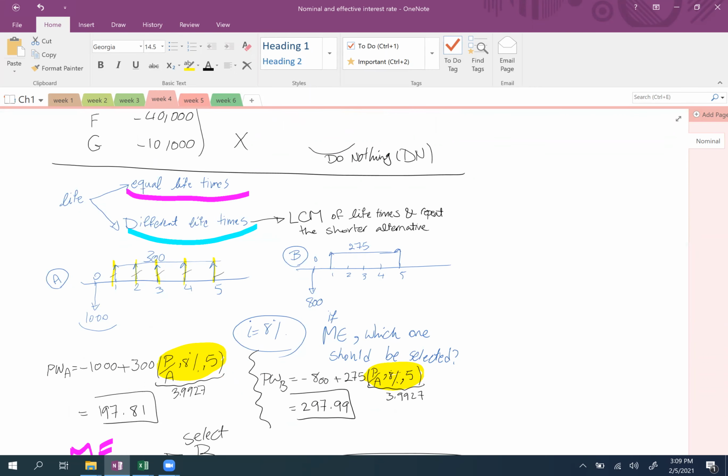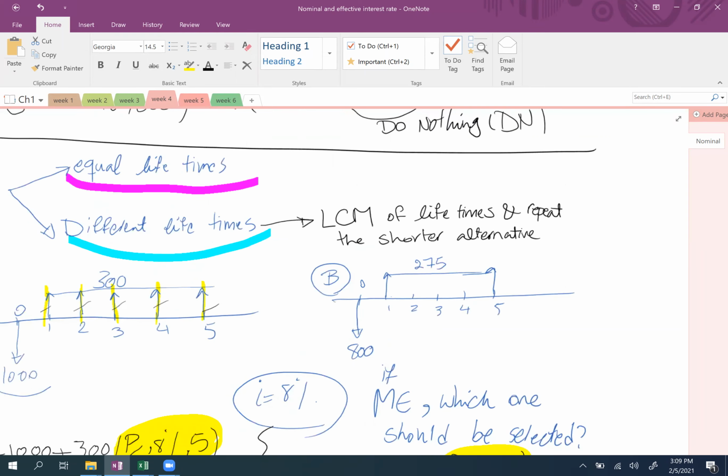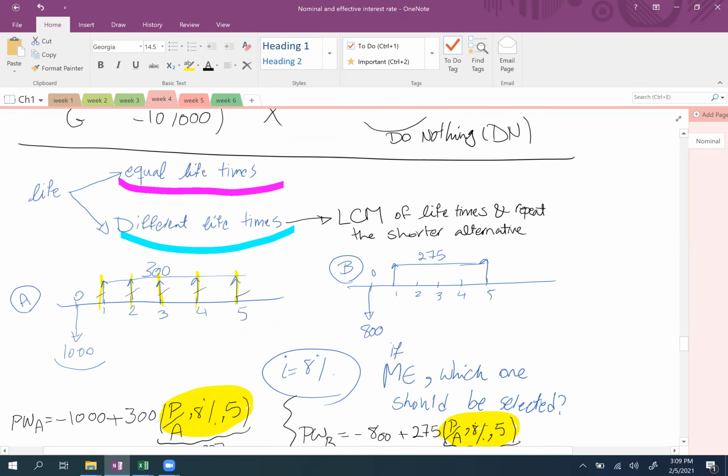Then we said if you want to use present worth analysis to compare alternatives, you have to look at the lifetime of the projects. If the projects' lifetimes are equal, for example, if they are both 5 years, you simply calculate the present worth of each alternative and compare the two numbers. That's it, it will be done.